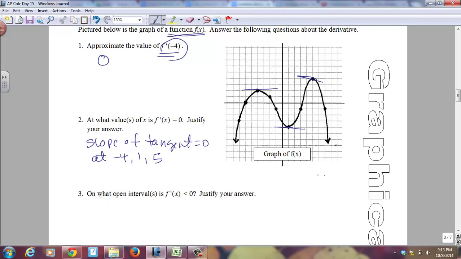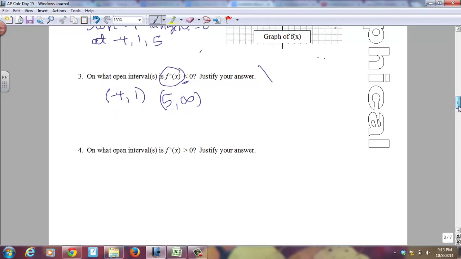So down here at number 3 it says, what intervals is f prime of x less than 0? So we want to know when the derivative is less than 0, where the slopes are negative. So I would say that happens right here, from here to here. So that's from negative 4 to positive 1, and then happens again at 5 to infinity. And these are open intervals because at the endpoints the derivative is equal to 0.